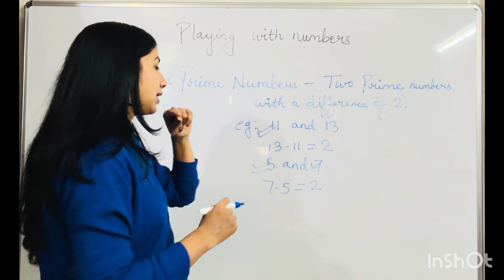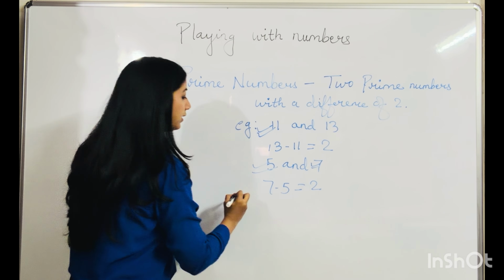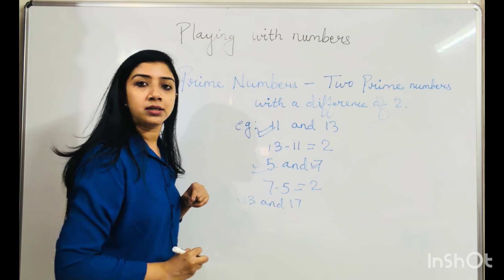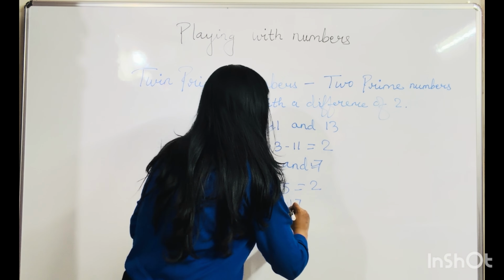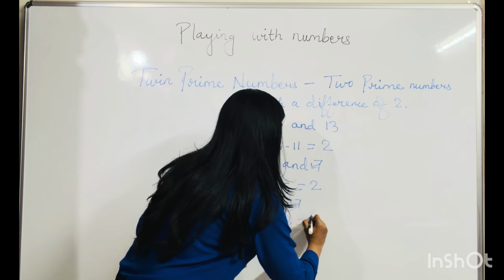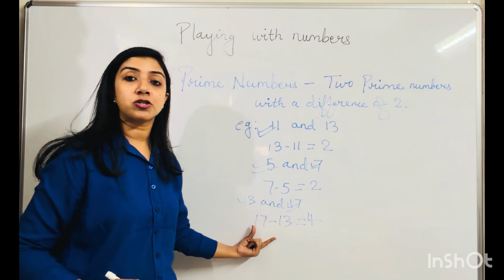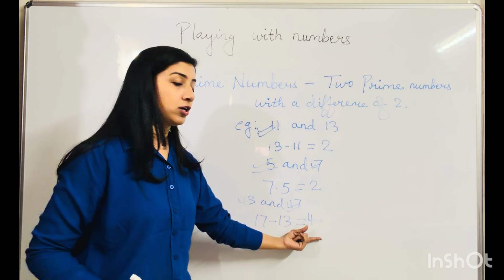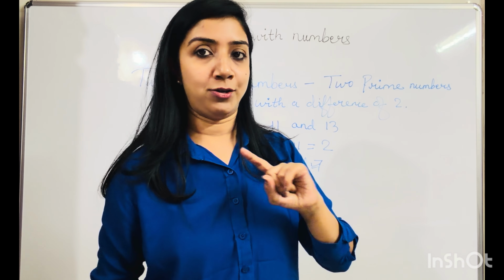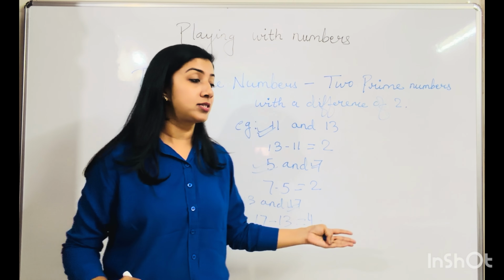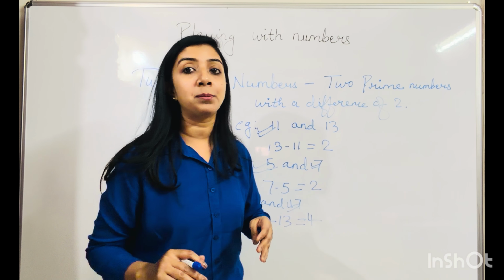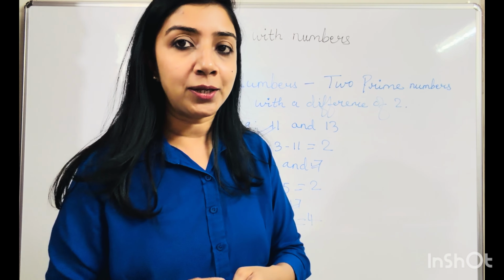Okay. Now if I say 13 and 17. 13 is a prime number. 17 is also a prime number. The difference of 13 and 17 is 4. So can we consider 13 and 17 as twin prime numbers? No. We cannot, because the difference is more than 2. So 13 and 17, though both are prime numbers, cannot be considered twin prime numbers.